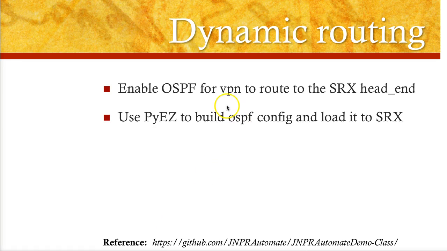Okay, so now the rest is pretty straightforward. What we want to do in this lab is enable OSPF for the VPN to route to the SRX head end, right? And then use the PyEZ library to build the OSPF config and load it to SRX. So basically, you can follow our GitHub link to get all the source code and the detailed information.